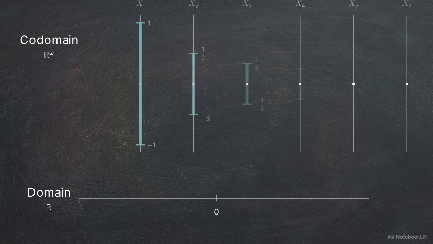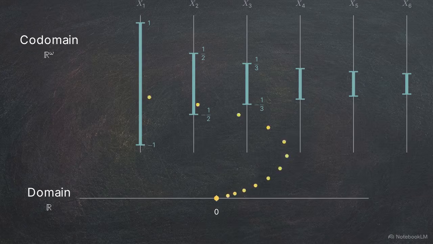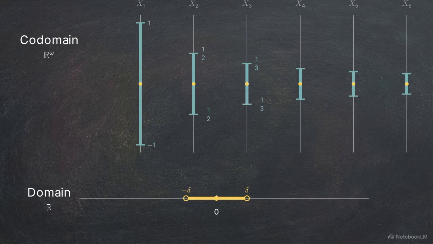The definition of continuity requires that the pre-image of our target basis element B, the set of all inputs that map inside B, must be an open set on the real number line. Our diagonal map sends the input 0 to the origin coordinate, 0, 0, 0, and so on, which is inside B. For the pre-image to be an open set, it must contain some open interval around 0, defined by a positive boundary we will call delta.